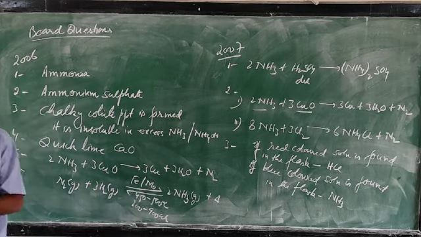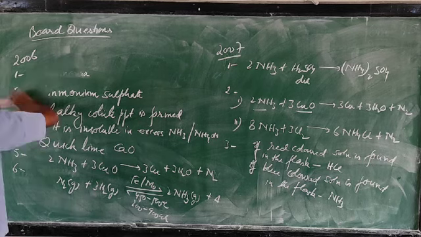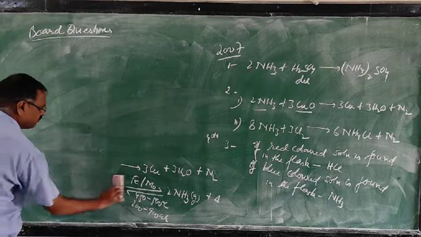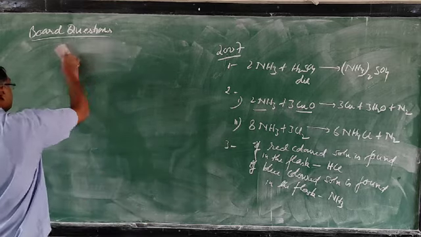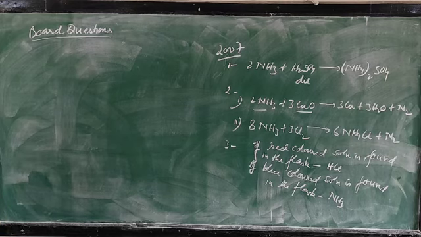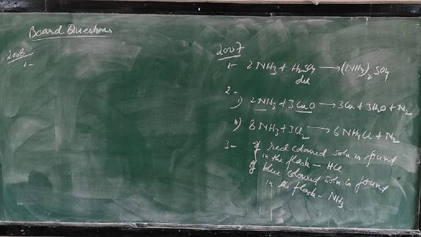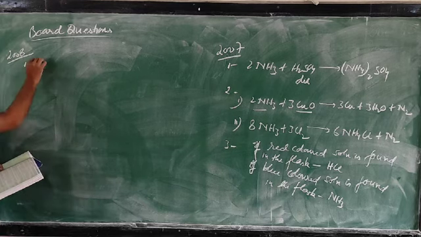Now 2008. 2007, all the questions are over. Now we will take 2008, more questions. First one: ammonia can be obtained by adding water. That is not in the syllabus, so you can leave it.